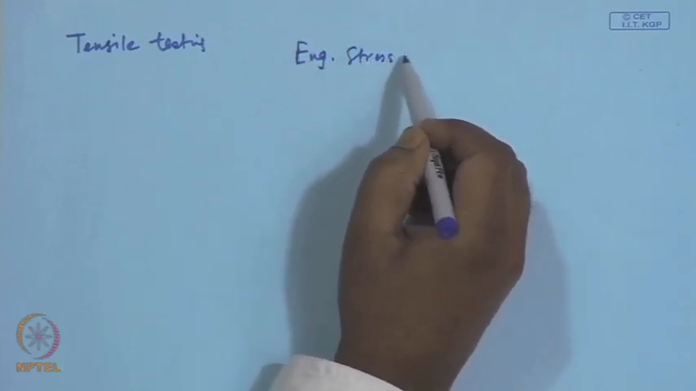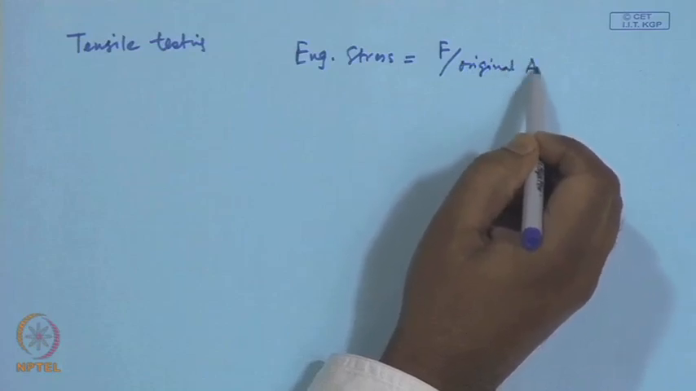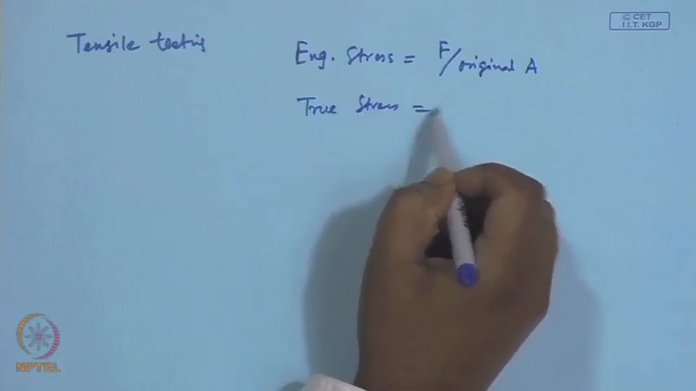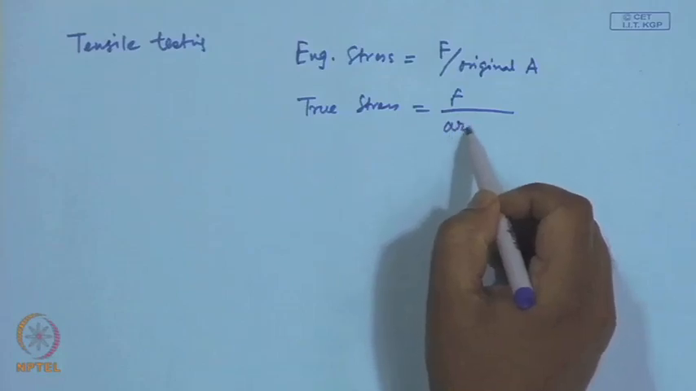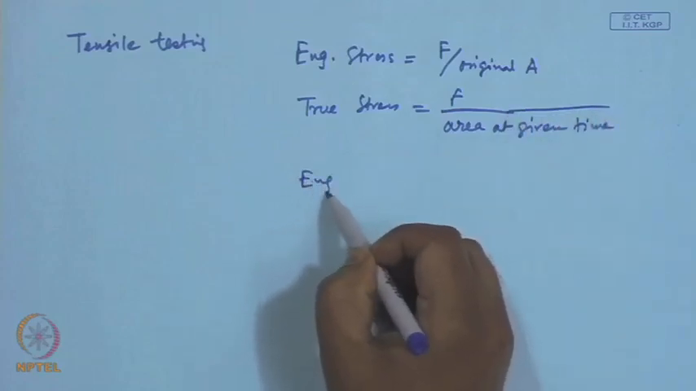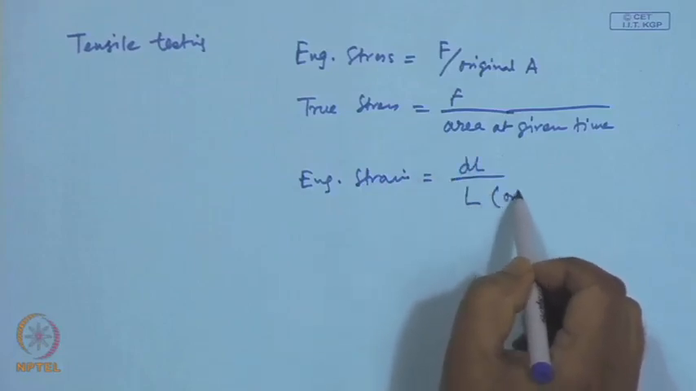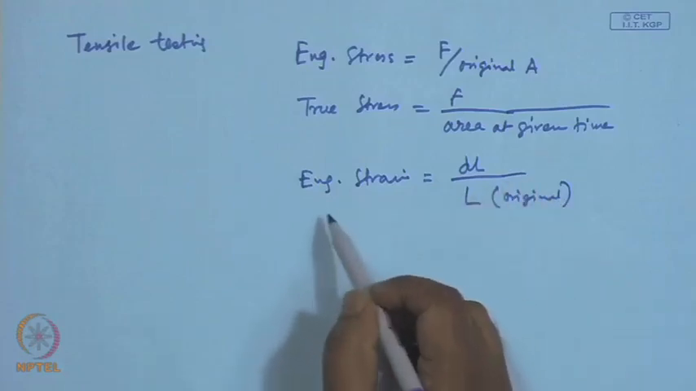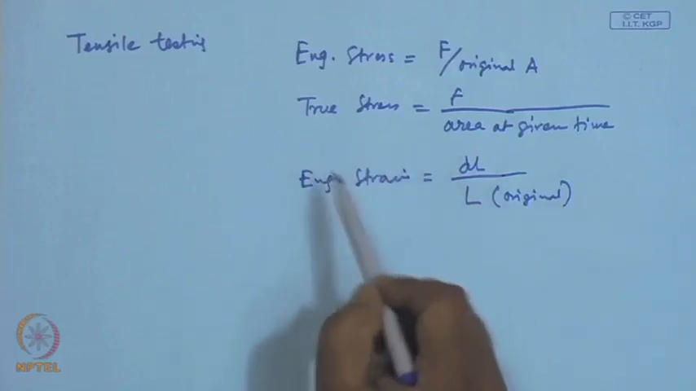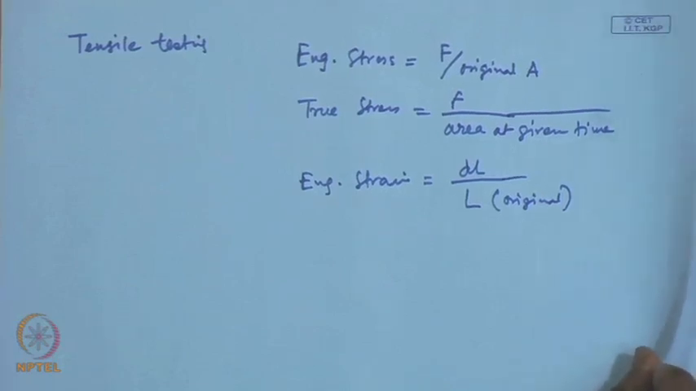Engineering stress is F, force, by original A, and true stress is actually basically the force by the area at a given time. Similarly, engineering strain is given by dl by the original length, whereas true strain would be based on the L at a given time. So, that is the true strain. This true stress and true strain are difficult to measure. So, generally we consider engineering stress and engineering strain all the time.